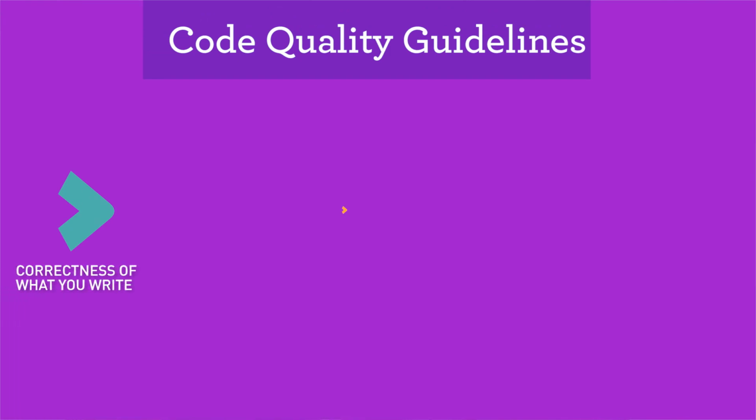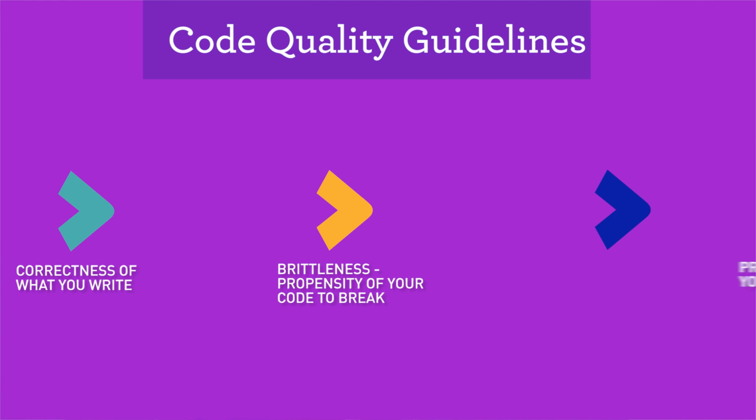Finally, code quality guidelines. There's a lot that goes into the quality of code you write. One is the correctness of what you write. The other is the brittleness, which is the propensity of your code to break. And the third is the principles with which you craft your code. Now, when you write code, you need to make sure that at least the code is correct. The code does what it's meant to do.